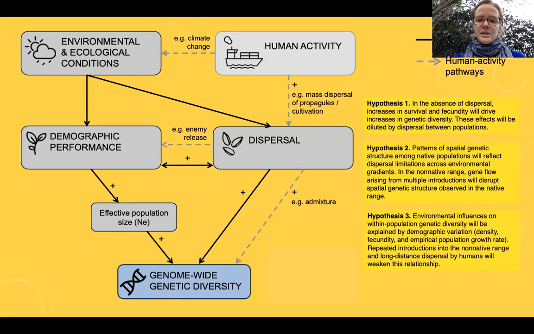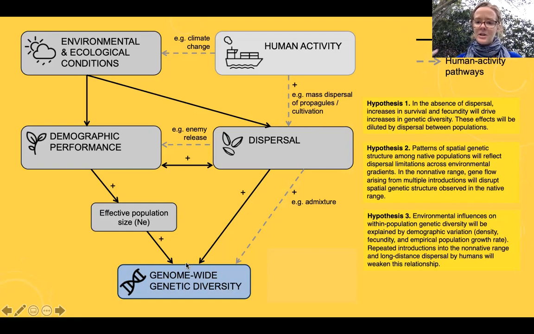And then our third hypothesis was that environmental influences on within-population genetic diversity will be explained by demographic variation. So density, fecundity, and empirical population growth rates, which is the data that we had from the PlantPopNet network. What we're saying is that we think the environment is going to influence genetic diversity, but we think it's going to happen through this demographic pathway, or we think we should be able to detect that through this demographic pathway.